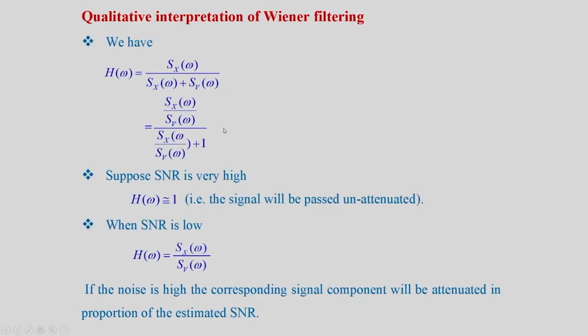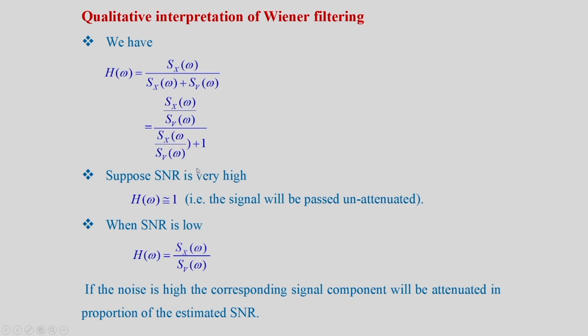Let us give a qualitative interpretation of the Wiener filter. We have established H omega is equal to Sx omega divided by Sx omega plus Sv omega, and this we can write, dividing both numerator and denominator by Sv omega, as Sx omega divided by Sv omega, whole thing divided by Sx omega by Sv omega plus 1. Now, this quantity is the signal to noise ratio. So, this is SNR divided by SNR plus 1.